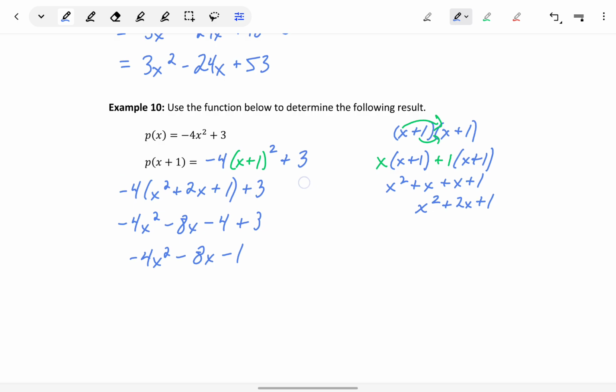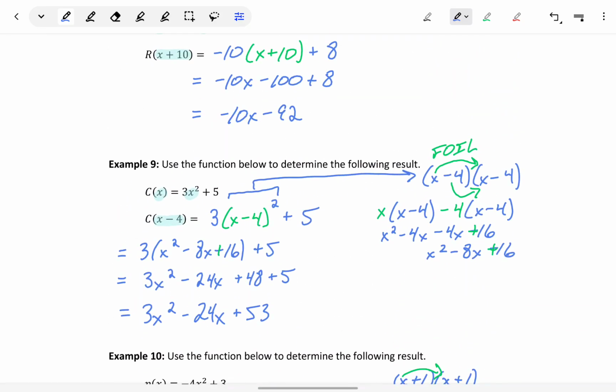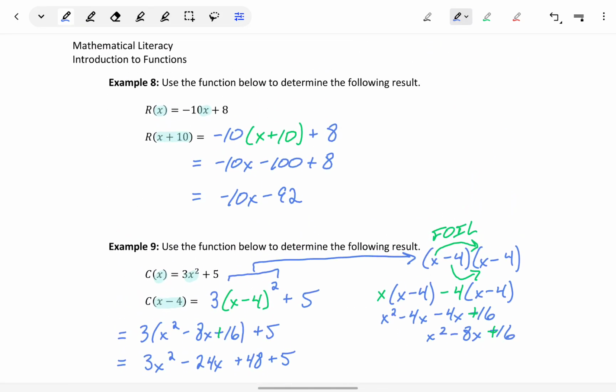So again, all we're doing with these problems is evaluating the function at this expression inside the parentheses. The same as if that was just a number, but rather than plugging in a number, we're plugging in an algebraic expression and then just working and simplifying from there.